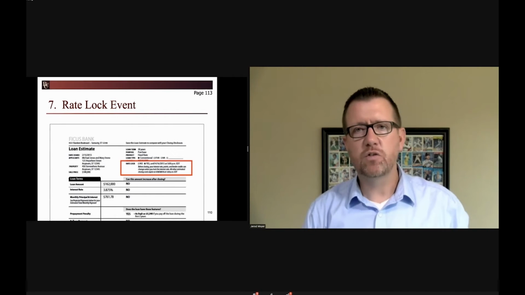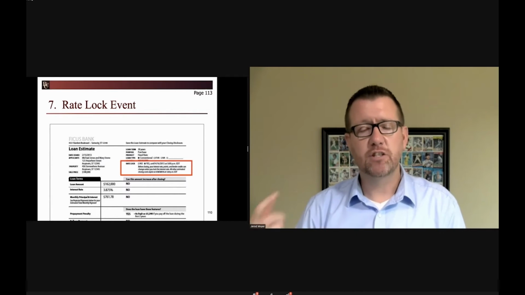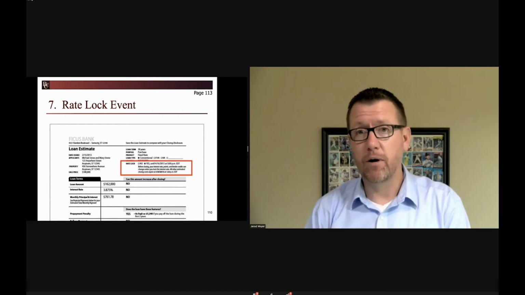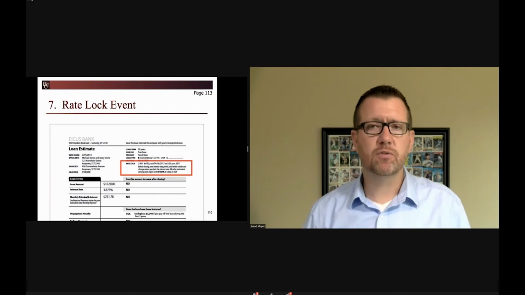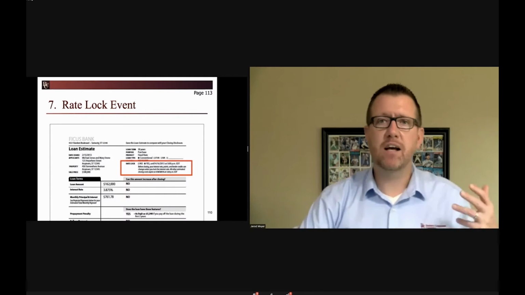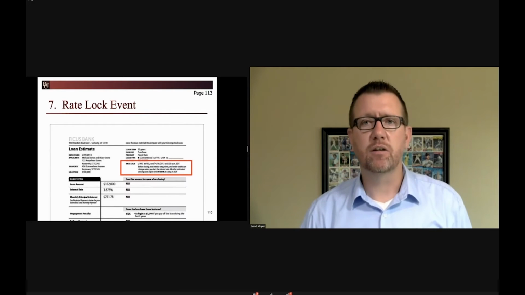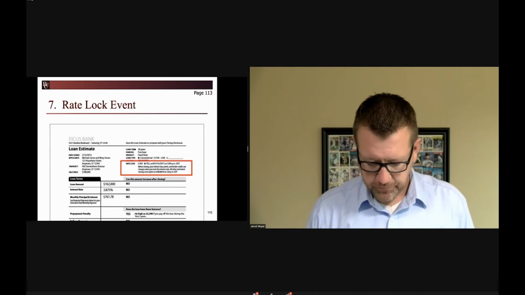If the transaction goes from not being locked to being locked with a written agreement, the regulation requires you to issue a revised disclosure within 3 days. Now, that's written rate lock agreements. Outside of that, all other changed circumstances that relate to revised disclosures are at your discretion as to whether or not you're going to deliver or put the work in to produce them and ultimately deliver.